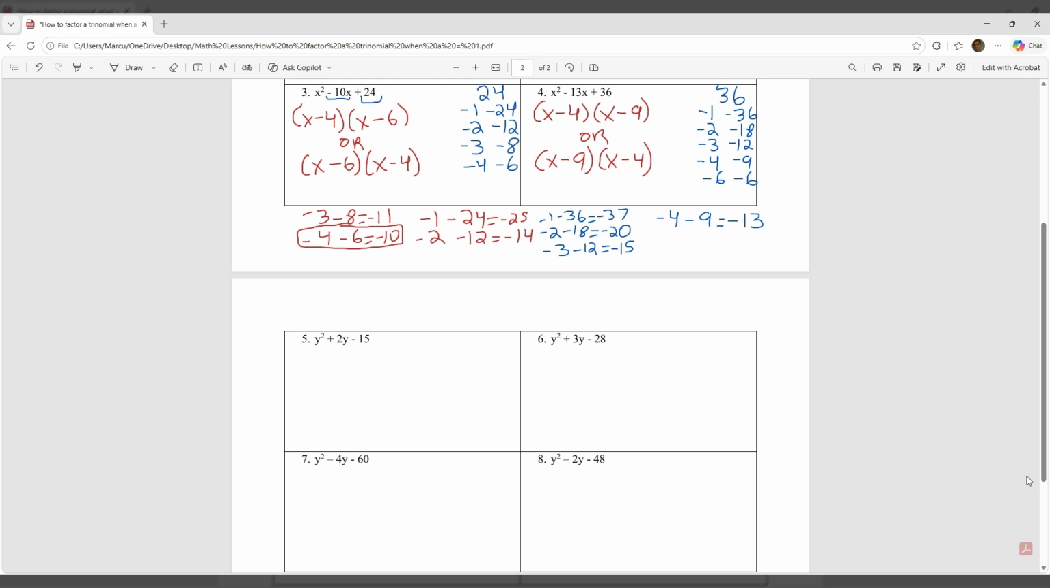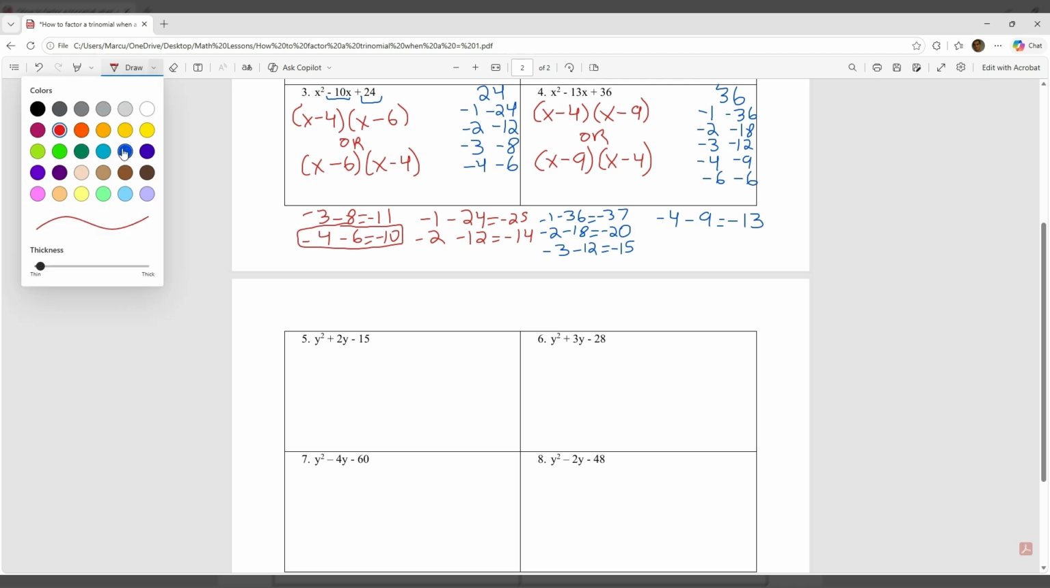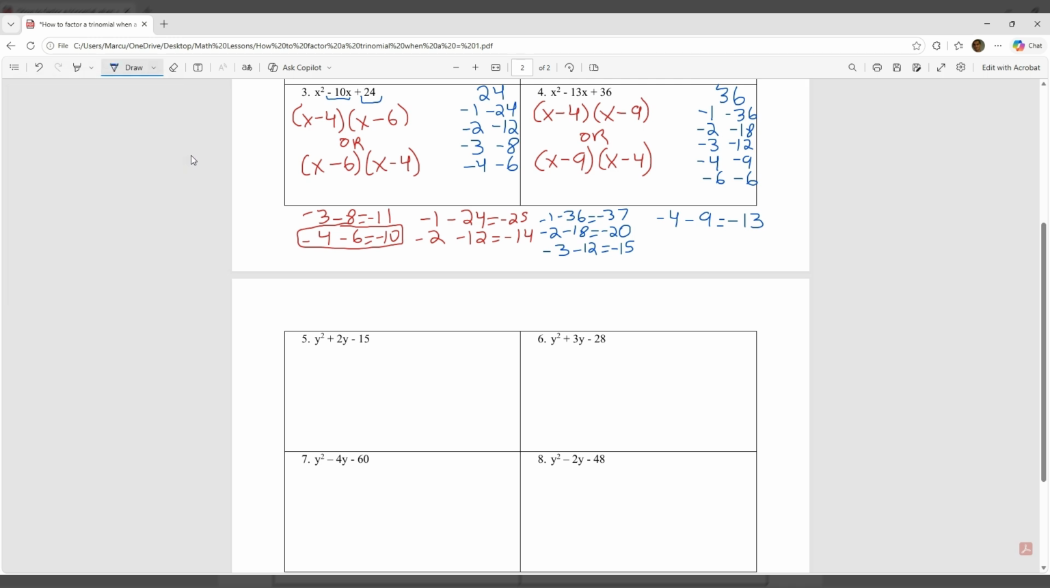So question 5 is slightly different now because your last term is no longer positive, it's a negative, and your middle term is positive. The only way you can get a negative c is if you multiply a positive with a negative number. However, because your middle term is positive, your bigger number must be positive. So let me say that again. We need a positive times a negative. However, because your middle term is positive, your bigger number must be positive.